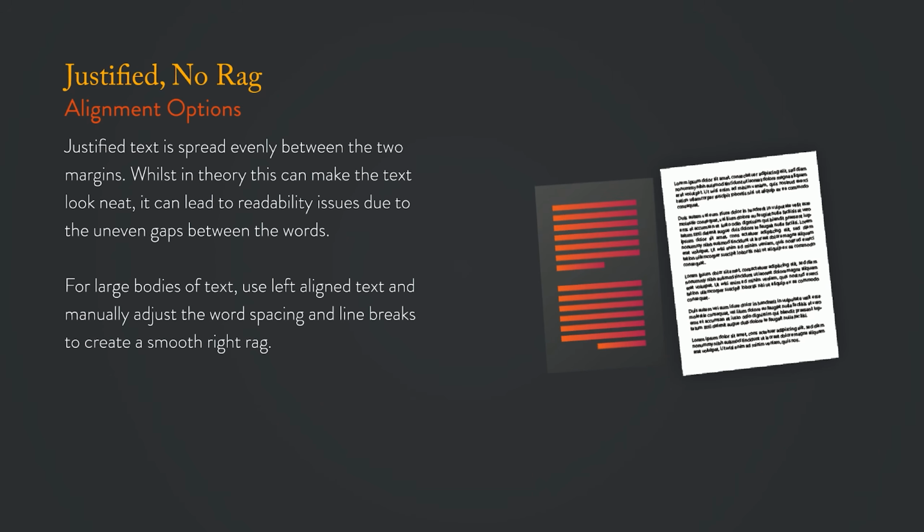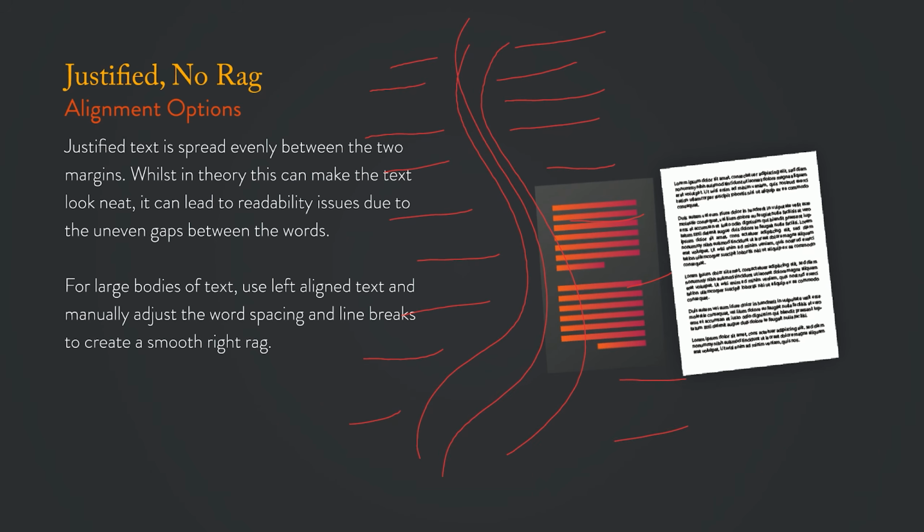If it's done badly, you might have a sort of line through your text that does this. There's just this weird gap where there's no words either side. And that's called a river. For large bodies of text, use left align text and manually adjust the word spacing and line breaks to create a smoother right rag. We'll talk a little bit more about that in a second.